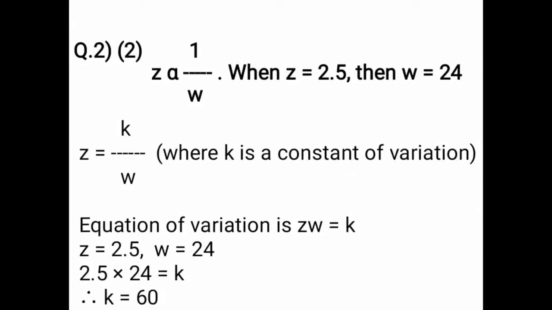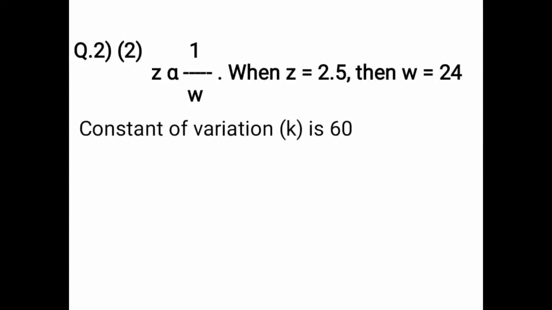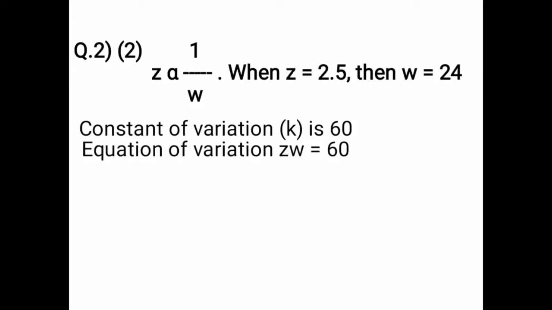Therefore, K is equal to 60. Constant of variation K is 60. Equation of variation ZW is equal to 60. When you are finally writing the equation of variation form, you only have to substitute the constant of variation K, which you already got, 60. You don't have to substitute other values. So the equation of variation is ZW is equal to 60.